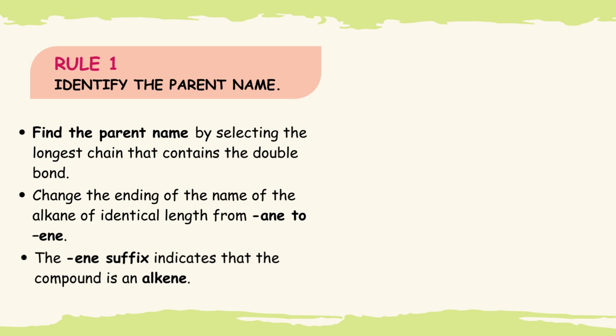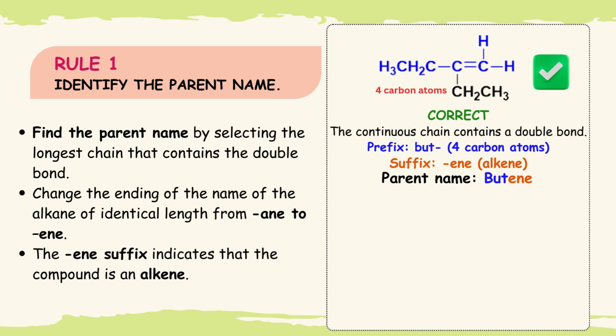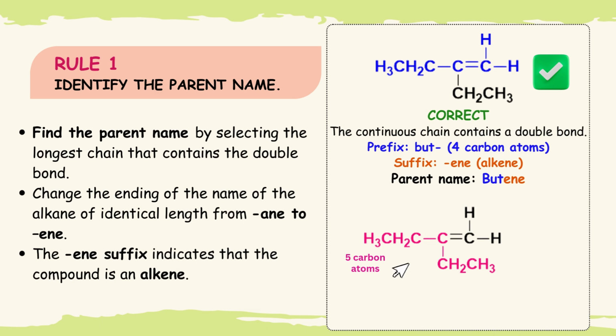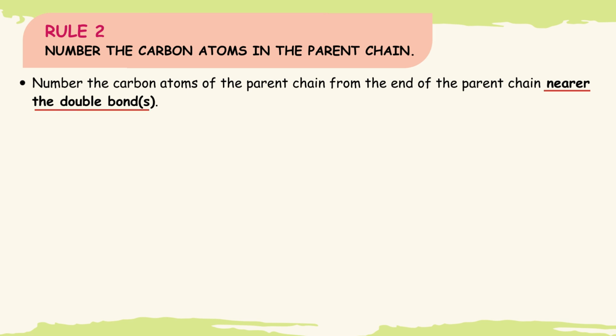For example, the parent name of this alkene is butene because the double bond is contained in the 4-carbon chain. The longest chain having 5 carbon atoms, as shown in pink color, is not selected because the chain does not contain the double bond. Next rule is numbering the carbon atoms in the parent chain.